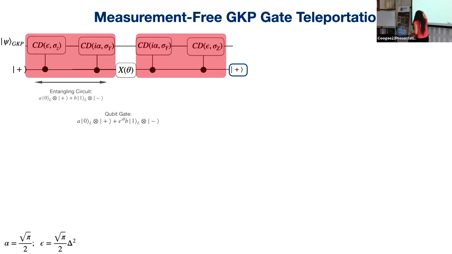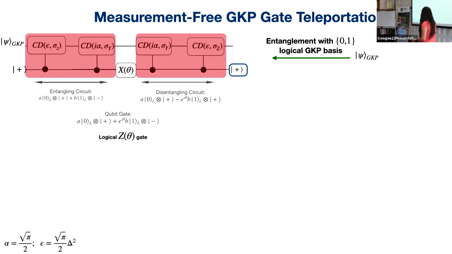At this point, I've applied the qubit gate, and that applies this phase here. After that, the unentangling circuit will rotate the plus qubit by 4 pi and the minus qubit by pi, and thus you arrive at this state, where your qubit is in plus with your GKP qubit having a logical Z theta gate with an added Pauli correction. We will ignore that in all the circuits I show you. So we've got a logical Z theta. If you entangle your qubit with the 0, 1 basis, you get a logical Z theta gate.